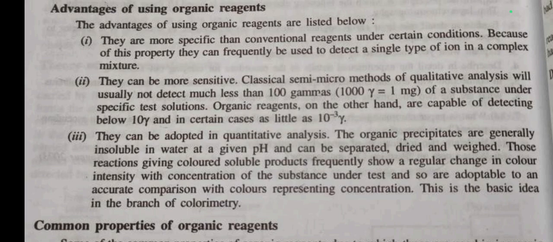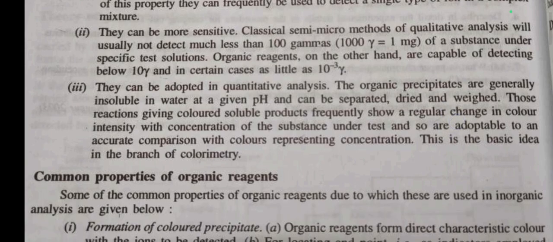Classical semi-micro methods of qualitative analysis will usually not detect much less than 100 gamma of a substance under specific test solutions. Organic reagents, on the other hand, are capable of detecting below 10 gamma and in certain cases as little as 10 raised to power minus 3 gamma. Number 3. They can be adopted in quantitative analysis.